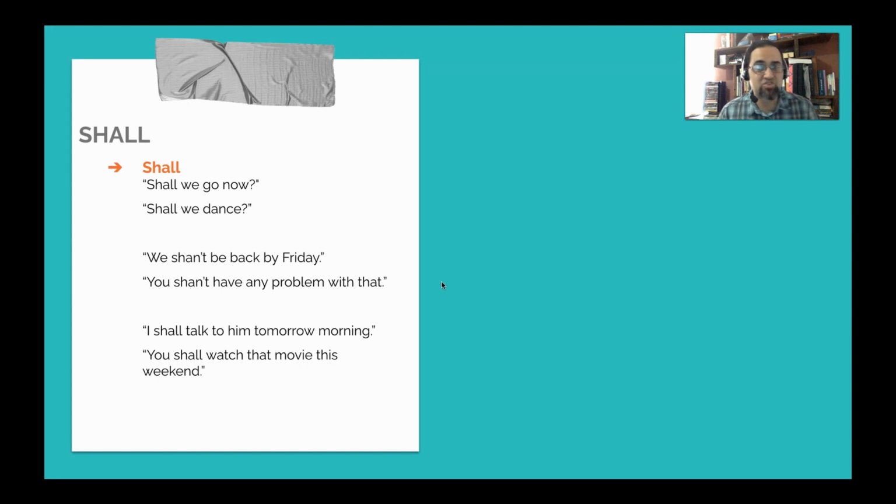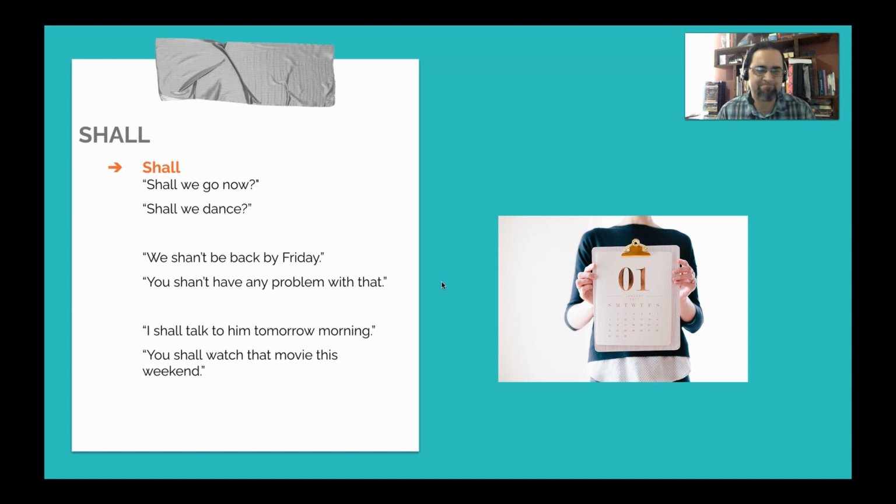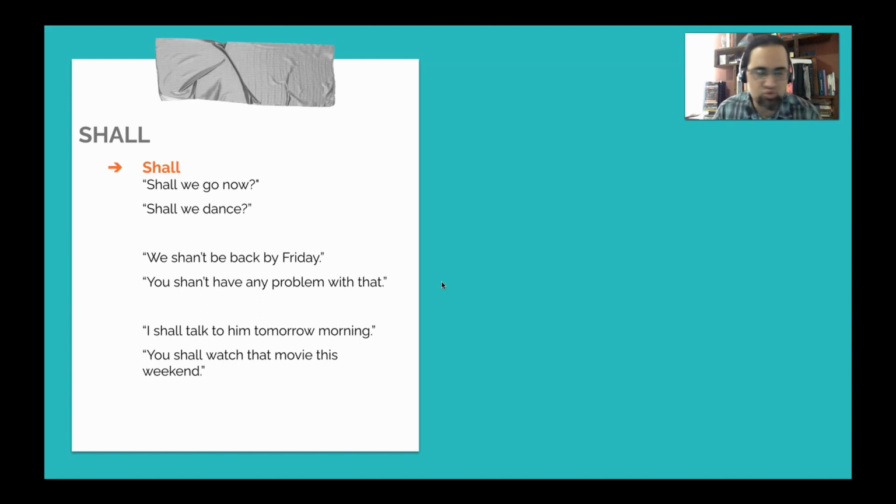The negative form of shall is shan't. That's a contraction, and it also talks about a future possibility. We shan't be back by Friday. According to my calculations, we shan't be back by Friday. Or I already explained the rules, or I already explained the procedure to do something, so you shan't have any problem with that. Again, future possibility, you shan't have any problem with that. It's very possible. And the affirmative form, I shall talk to him tomorrow morning.